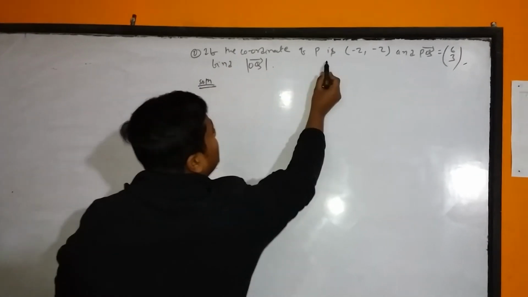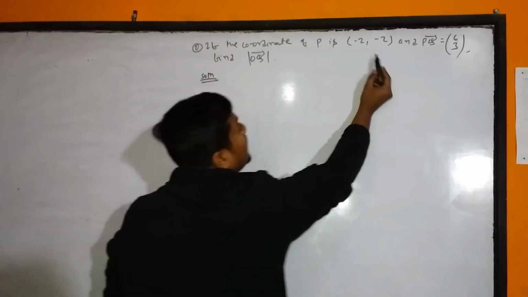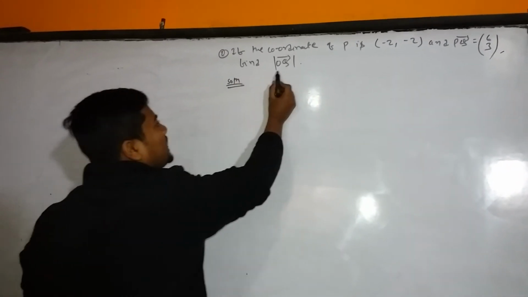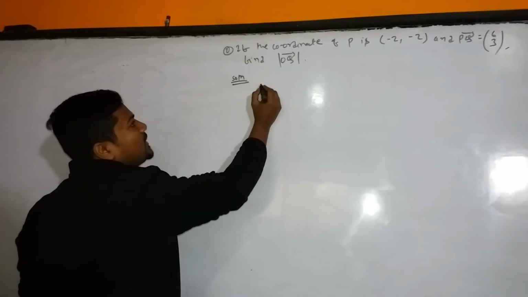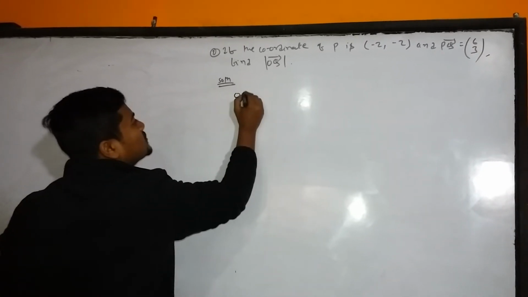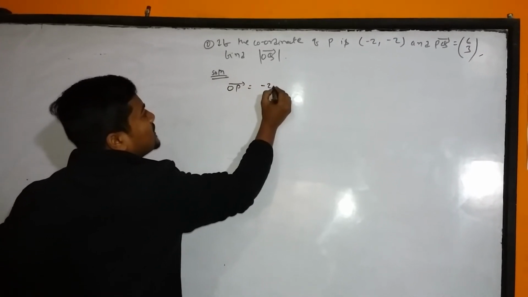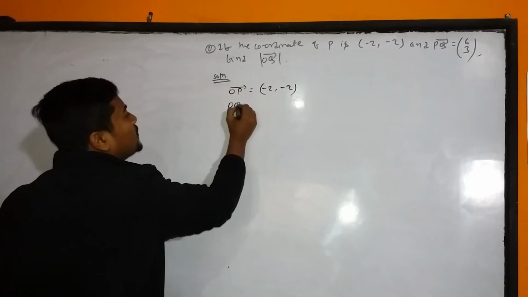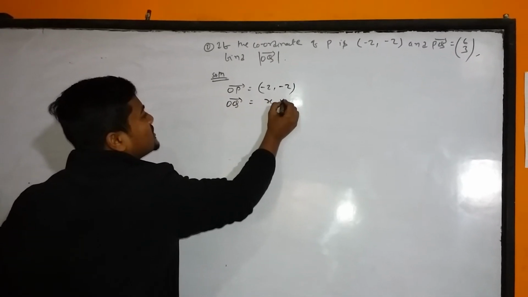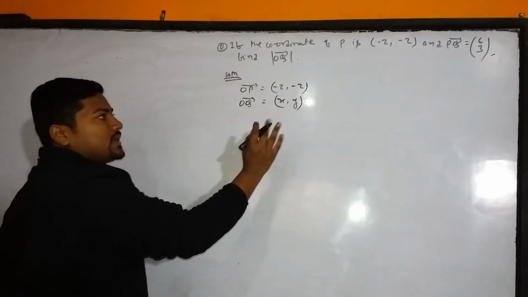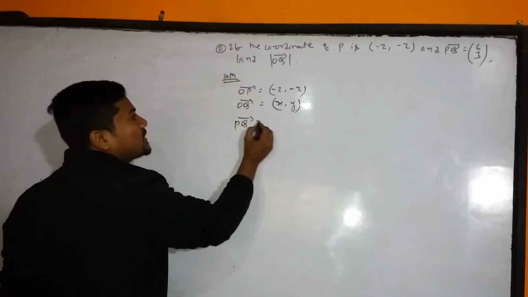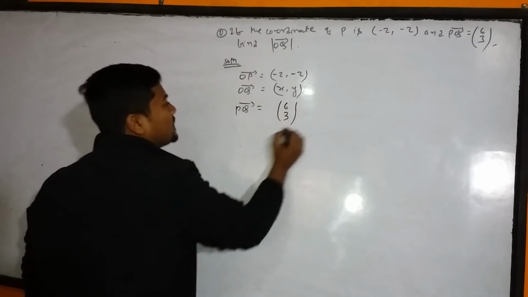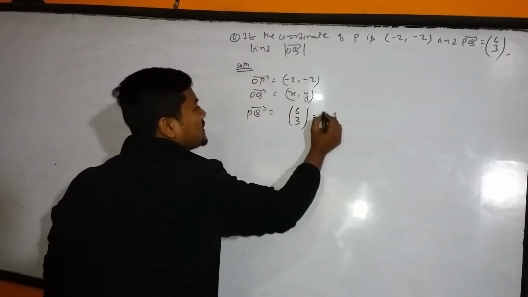Now, question number 2. If the coordinates of P are (-2, -2) and the PQ vector is (6, 3), find the magnitude of the OQ vector. Here the P coordinate is given, which means the OP vector is (-2, -2). We have to find the OQ vector, which we don't know, so we can write it as (x, y). The PQ vector is given as (6, 3).